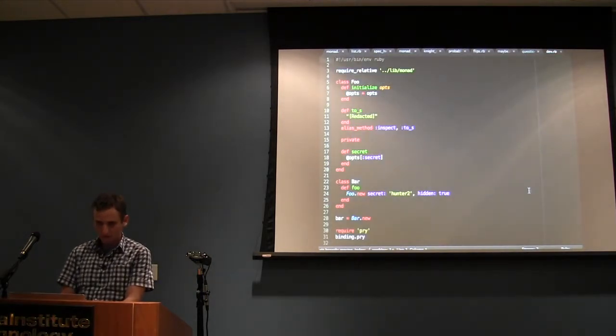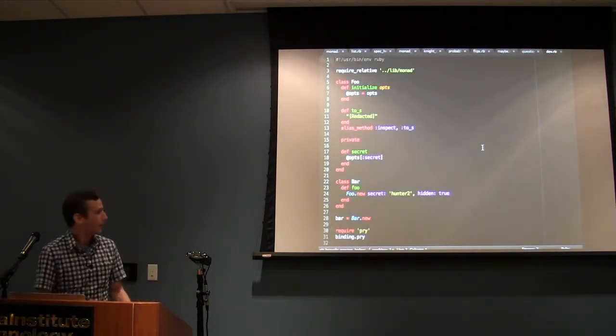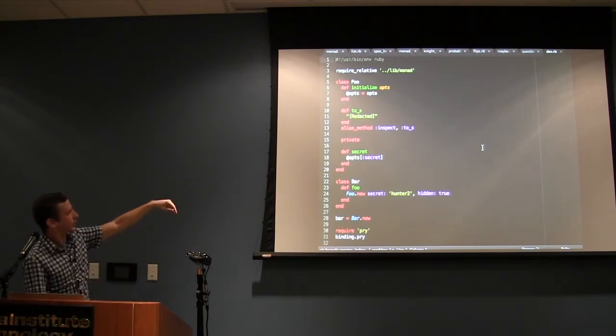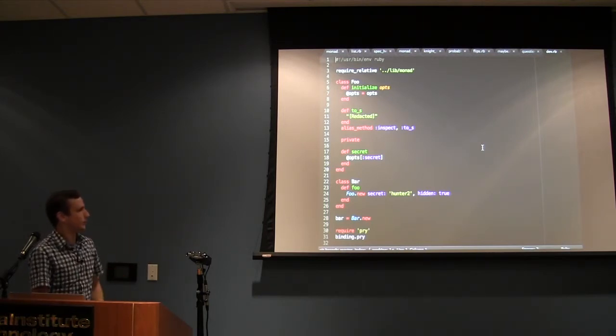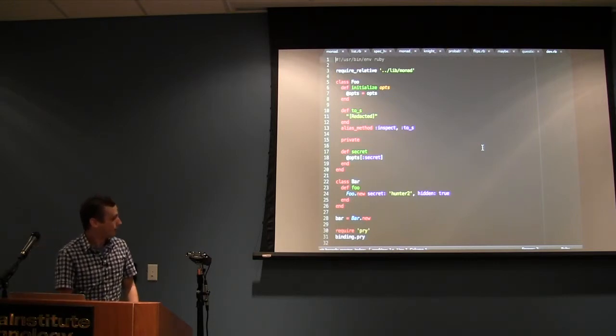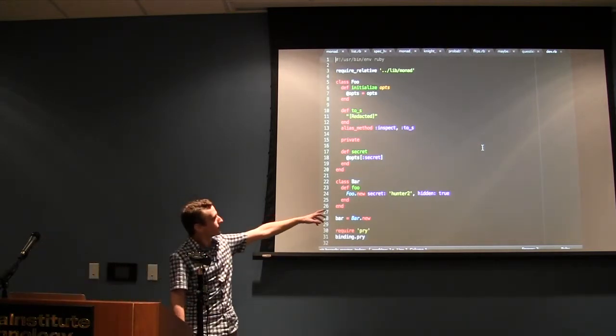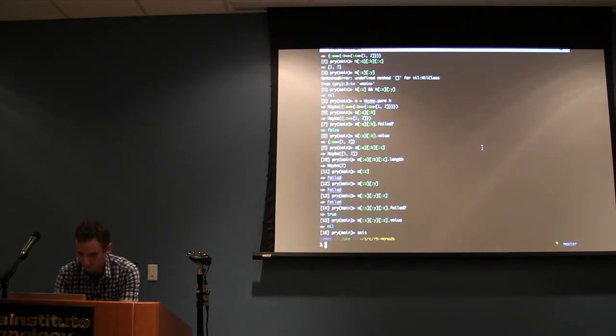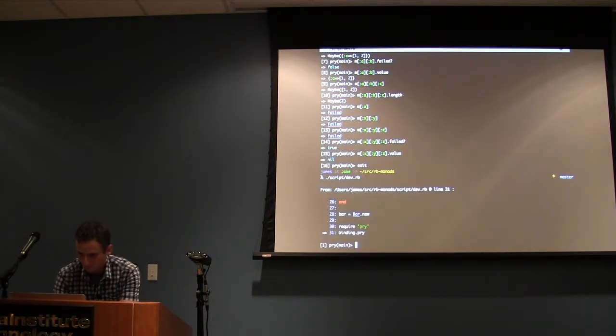So here's just a really dead simple example. I have a foo class that takes in some options and stores them in an instance variable, and has a private method that lets you grab a secret out of it. And even if I have another class that references that original class, I can use these monads to wrap them up and use them conveniently.